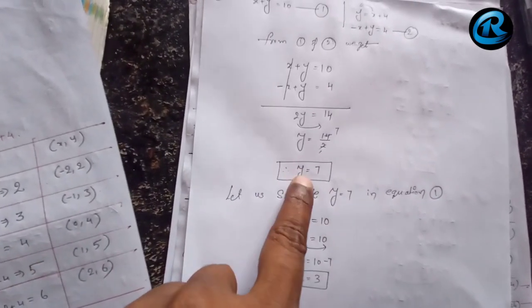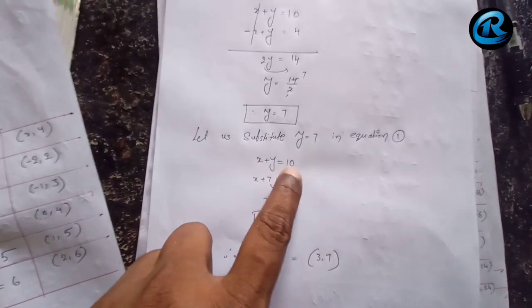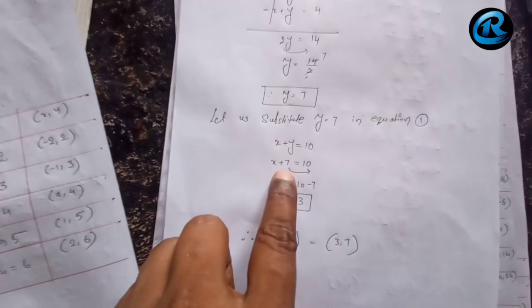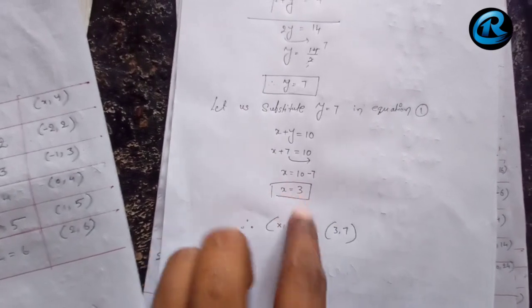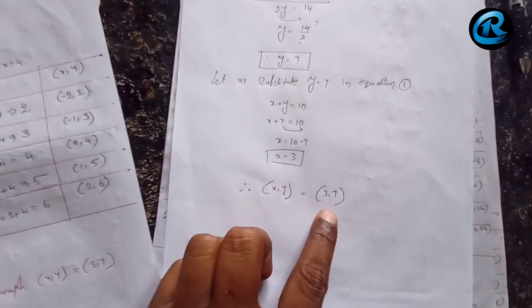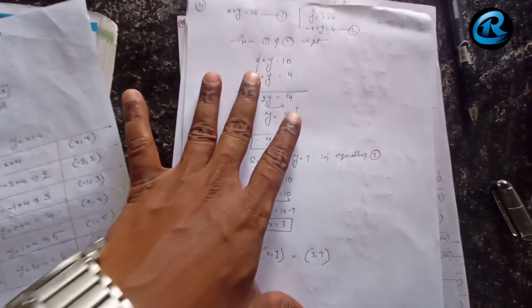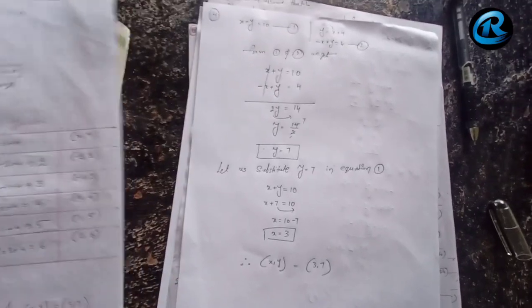This y equal to 7, you can substitute in equation number 1 or 2, anywhere. I will be substituting in equation number 1. So x plus y equal to 10 is equation number 1. Then y equal to 7, I am going to substitute here. x plus 7 equal to 10. Then x equal to, this plus 7 becomes minus 7, x equal to 3. The solution I got is x, y equal to 3, 7. If you do this in rough work, you understand that the graph is going to intersect at 3, 7.